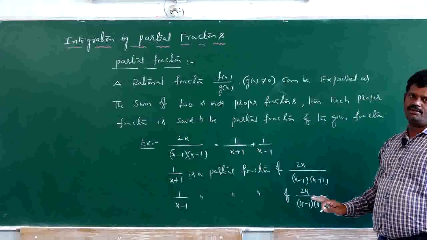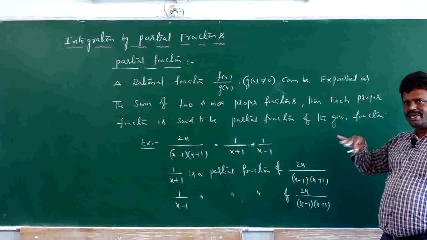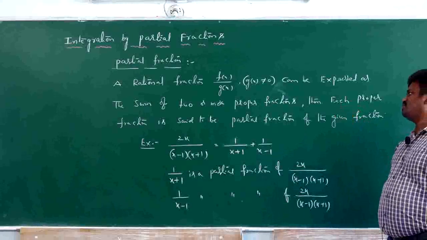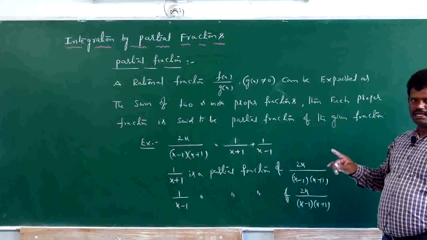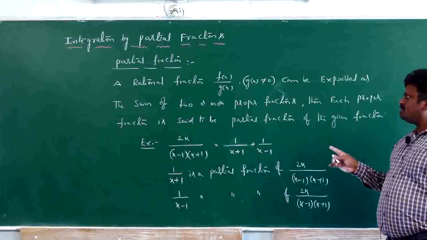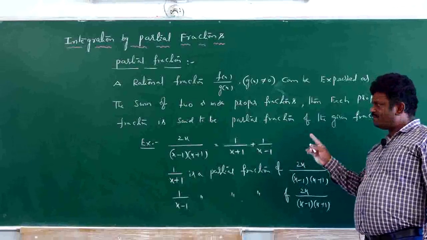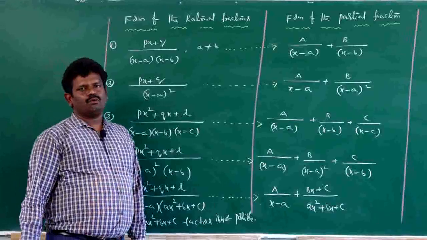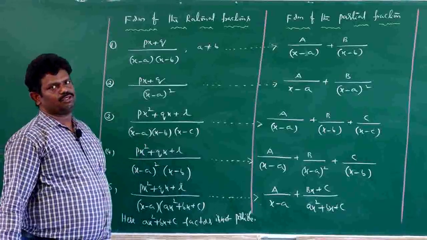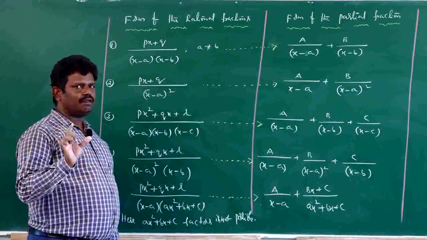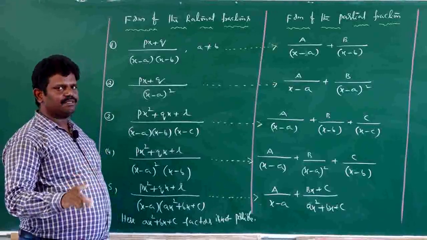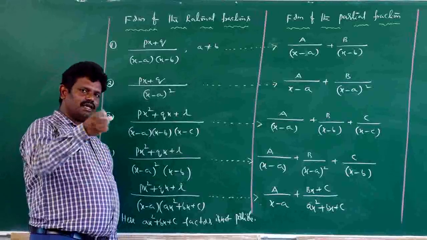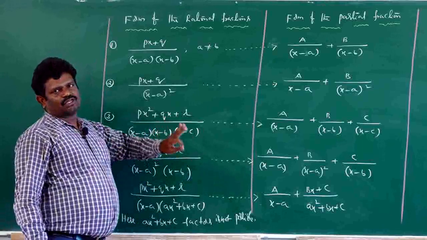So partial fraction means what? The given rational fraction can be expressed as the sum of two or more proper fractions. Then each fraction is said to be a partial fraction of the given fraction. Okay? Now we have discussed partial fractions. So partial fraction means what? The given rational fraction can be expressed as the sum of two or more proper fractions. Then each proper fraction is said to be a partial fraction of the given fraction.